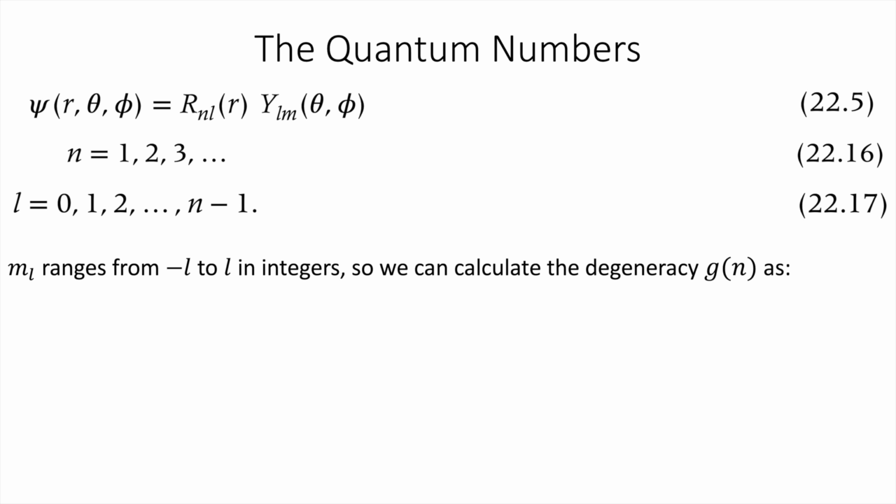m sub l, the third quantum number here, also has some constraints on it. It's also integers, and it can range from negative l to positive l. So whatever you choose for l limits what m sub l can be. m sub l can only range from negative l to positive l.